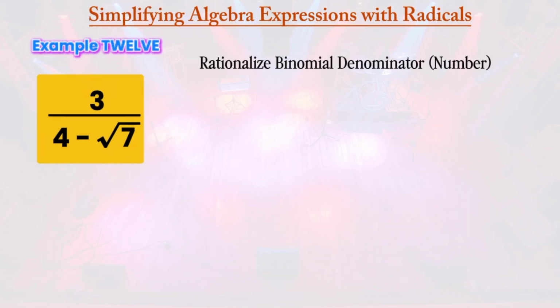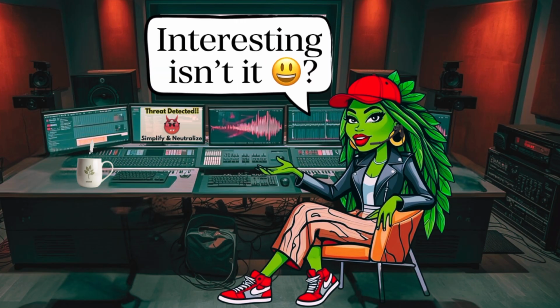Now, check this out. Here we have the square root of 7 as a number radical in the denominator. But this time it is part of a binomial. Interesting, isn't it?